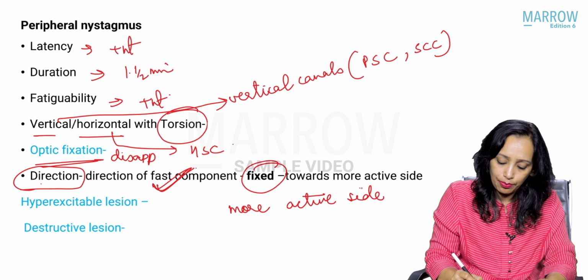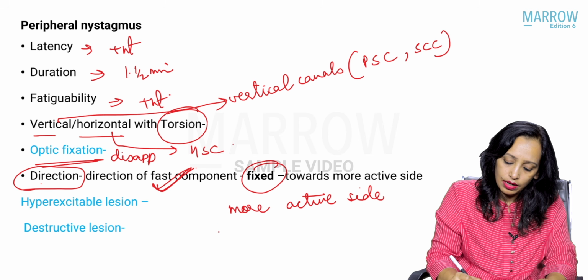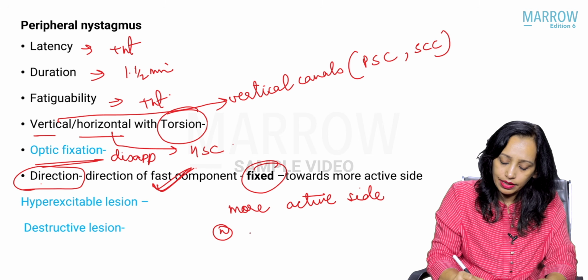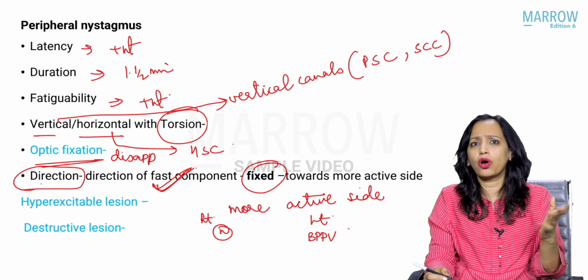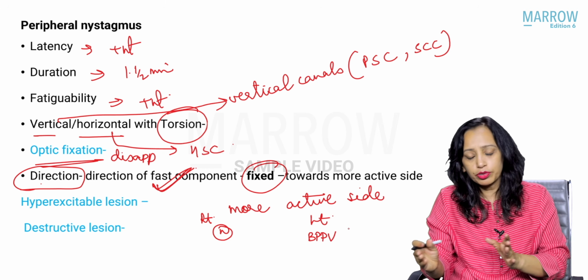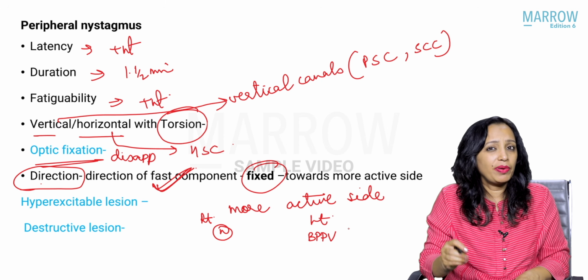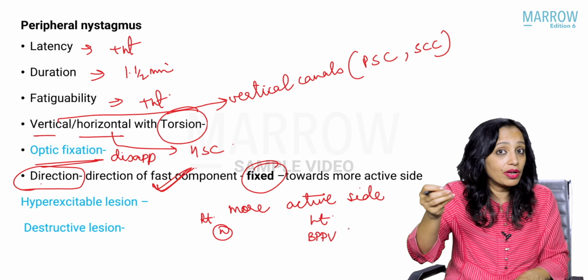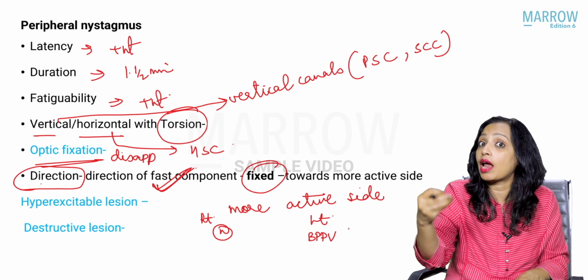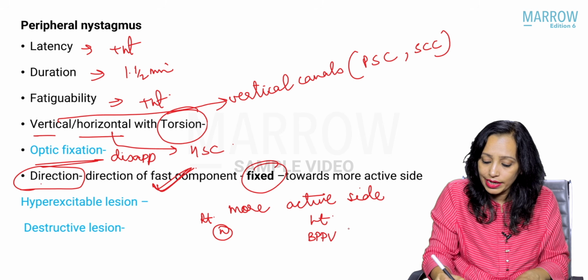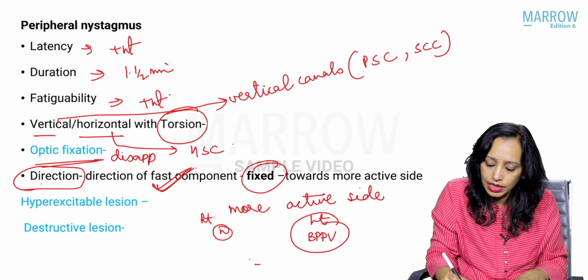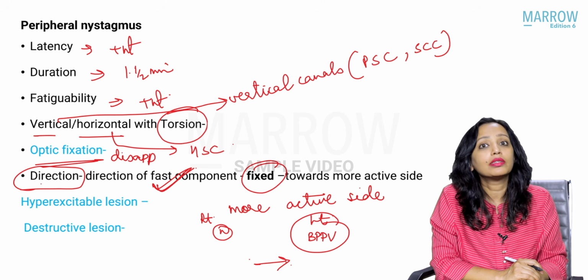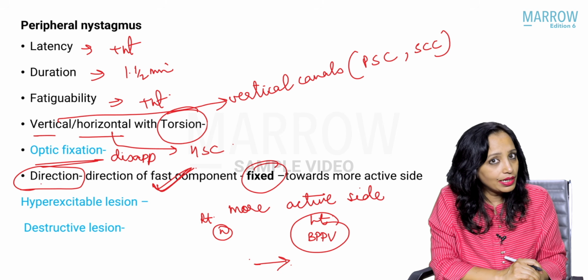More active side means, suppose the right ear is normal and in the left ear the patient has a BPPV of any semicircular canal, of the posterior or the horizontal semicircular canal, which becomes more active here. The BPPV, what happens there? The otolith goes into the semicircular canal, it excites it. It makes the semicircular canal hyperexcitable. So here the more active will be this one. So the fast component will be towards the more active side, that is towards the side that is involved. Is that clear?